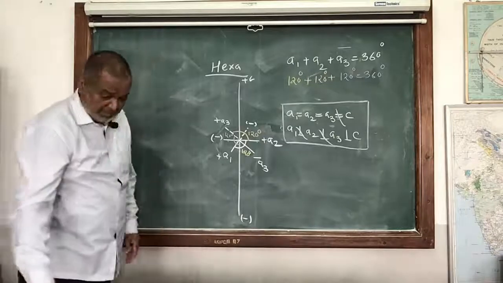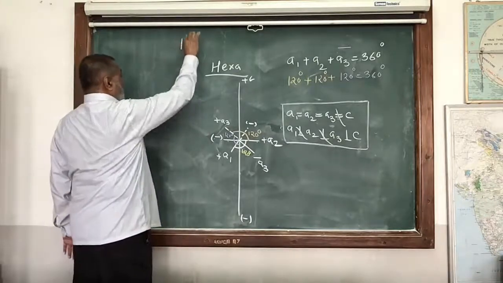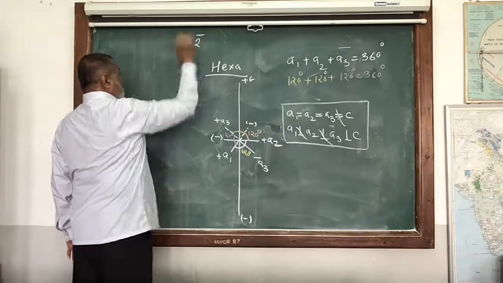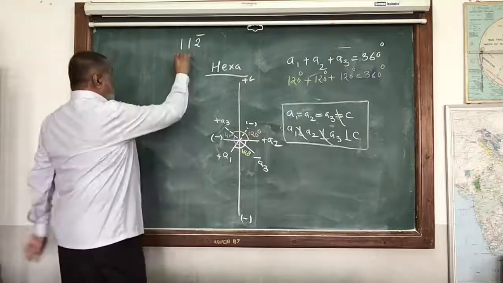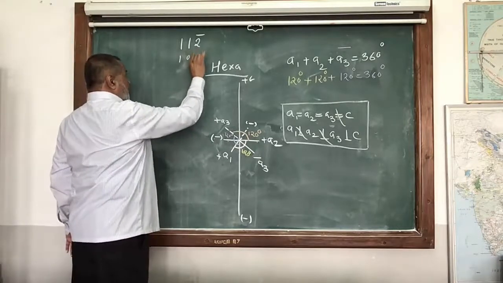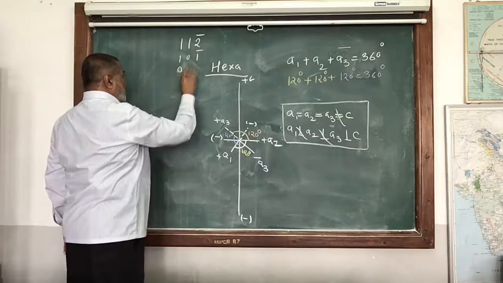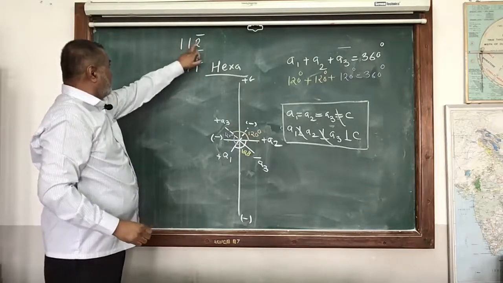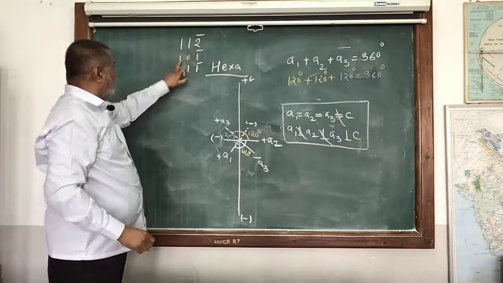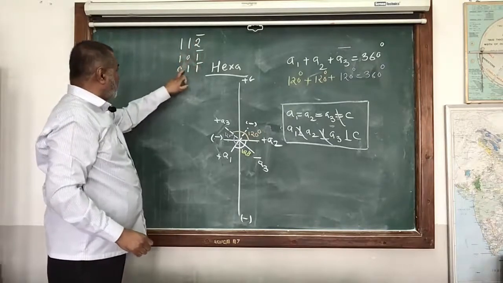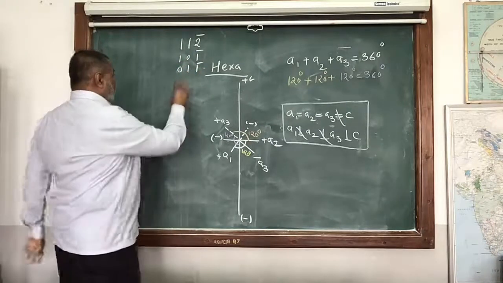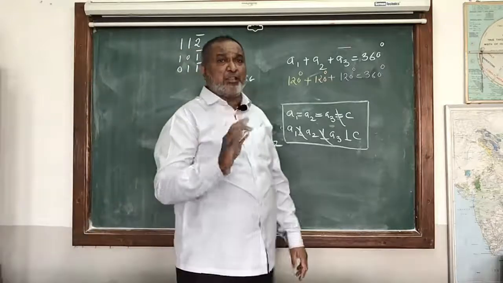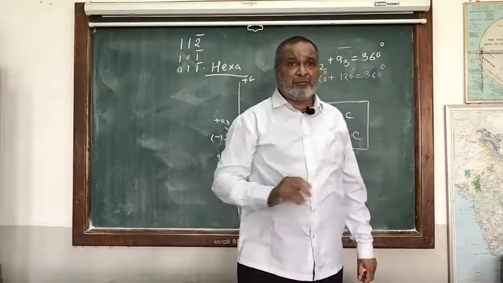Let me give an example. If I write the indices 1, 1 for A1 and A2, then A3 should be bar 2. Similarly, if I write 1 here, 0 here, then here bar 1. If I write 0 here, 1 here, then it should be bar 1. So the total of 1, 1, bar 2 becomes 0. 1, 0, bar 1, 0. 0, 1, bar 1, 0. If you take any combination, the sum of A1, A2, A3 should be 0. This is clear.